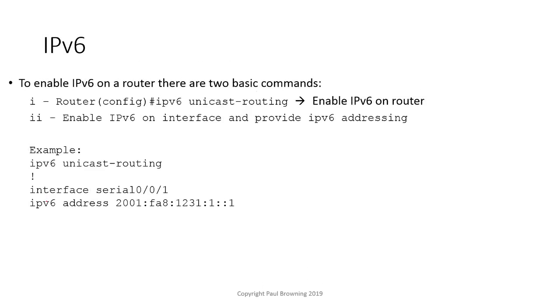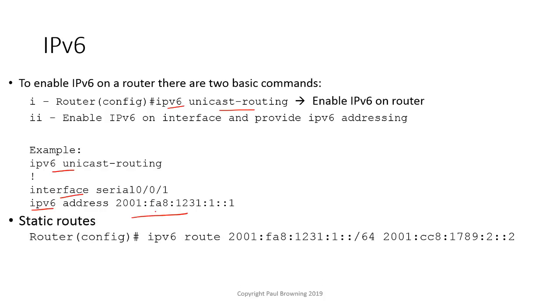IPv6. To enable IPv6, the command is ipv6 unicast-routing. It's not enabled by default, but they could change it in a later IOS. In fact, I'm sure they will. Here's an example. So I've enabled IPv6. I've gone to my interface, I've gone ipv6 address, and then I've added an IPv6 address to the interface. Here's an example of a static IPv6 route. To get to this network, go to this address.